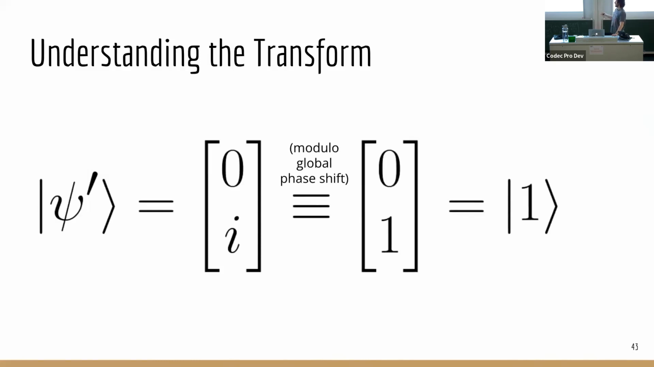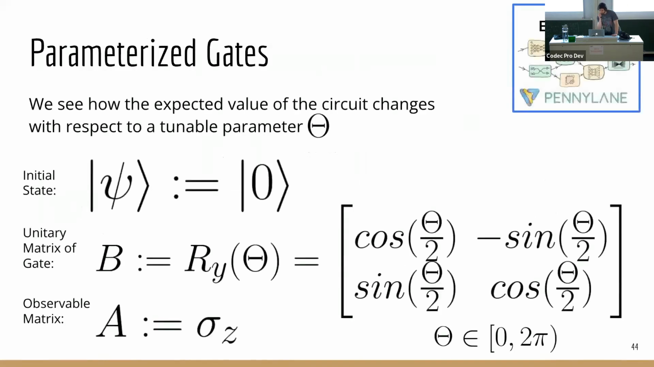But then remember that we can multiply this vector on the left by any global phase shift, and one such global phase shift would be negative i. Or we could think of this as just factoring out an i from both entries. And then what we are left with is our familiar 1 ket form with the 0 in the first entry and a 1 in the bottom entry.